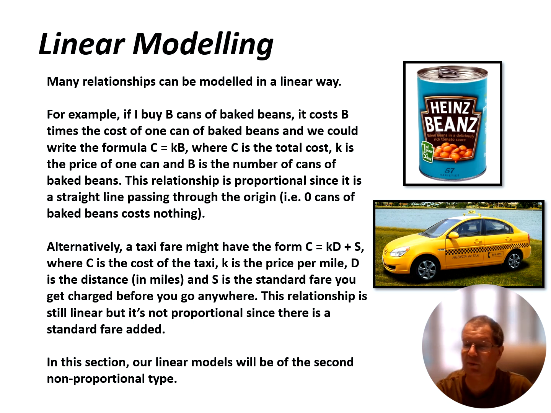This relationship is going to be a proportional relationship since it's a straight line passing through the origin, because 0 cans of baked beans doesn't cost anything.